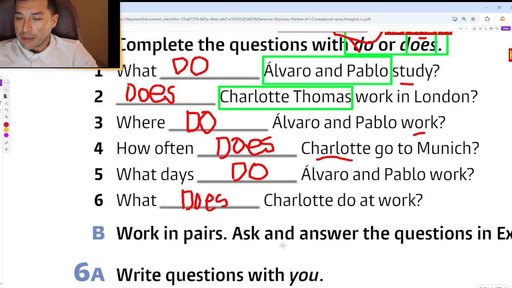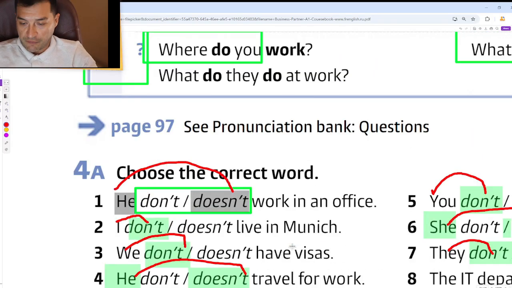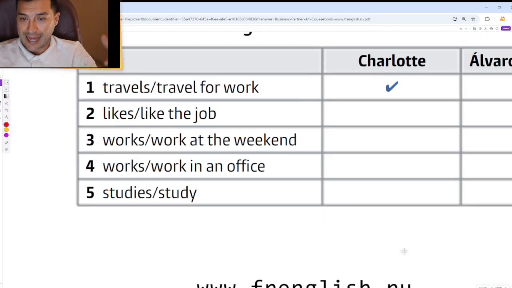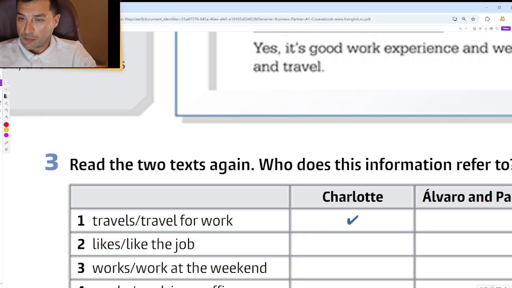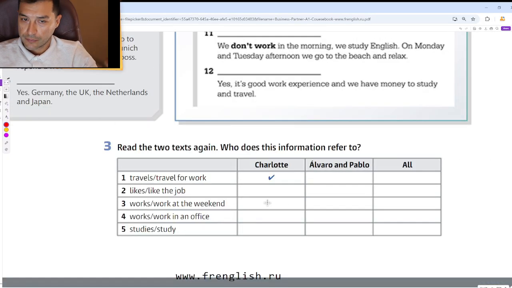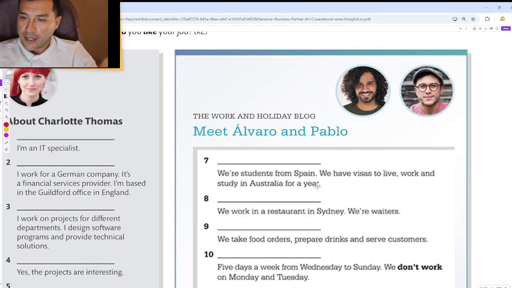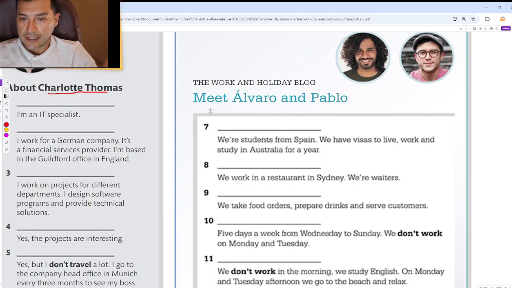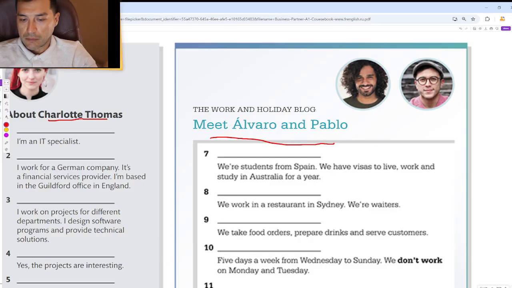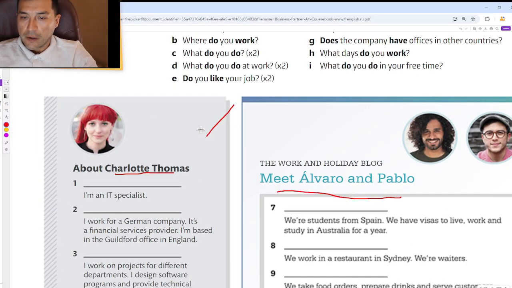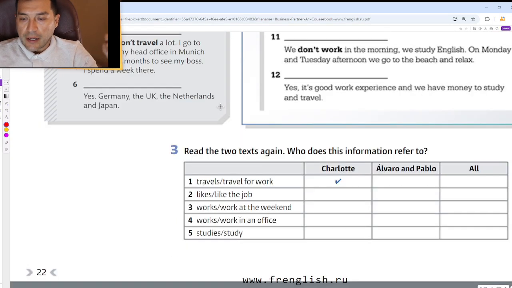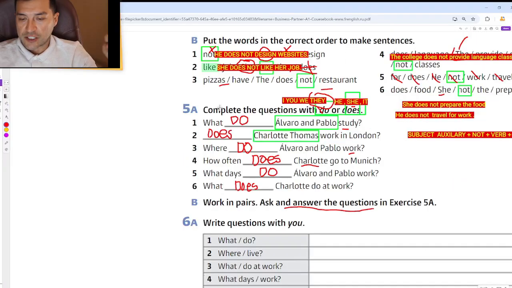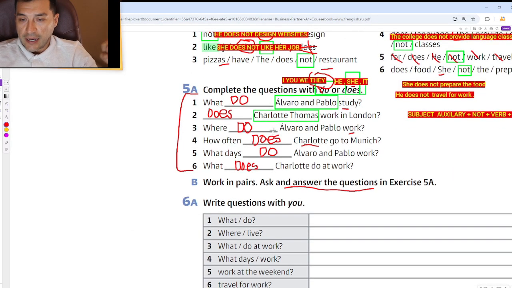Now, answer the questions. We have the information for Alvaro and Pablo on the last page. Here are their profiles. We interviewed them. Here's Charlotte Thomas, and here's Alvaro and Pablo. Read their information and practice for homework answering these questions. We have 6 questions.